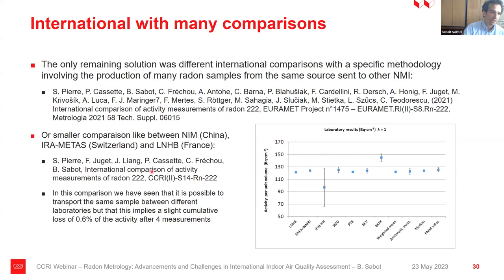On the other one, we tried another philosophy: at LNHB, we prepared a standard. We sent it to Irametas, which measured the standard, and Irametas sent it to China so that they measured it again. China sent it back to LNHB so that we performed a last checking measurement. What we saw with this traveling standard is that at the end, after the four measurements, it seems that the activity was 0.6% lower than the expected sent value. Even if we may say that maybe there were some losses, we are just within the uncertainty of each measurement, so we are not sure of that. At the end, all of them were in good agreement. So that's also a good way to compare each other and to make sure we have some kind of international comparison with the radon standard.